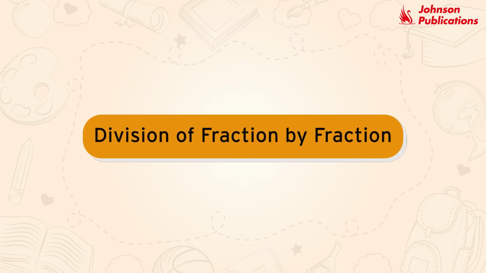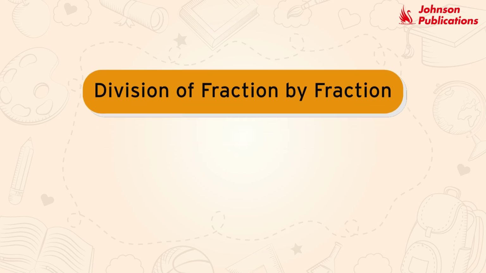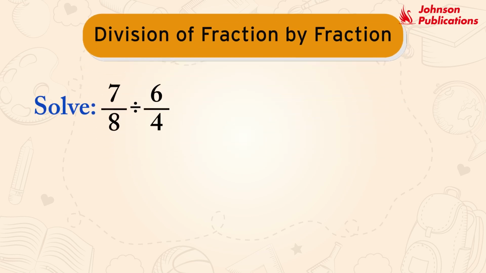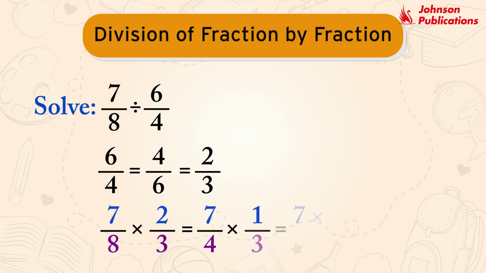Division of a fraction by a fraction. Solve this problem. Step 1. Find the reciprocal of the divisor. 6 by 4 becomes 4 by 6. The divisor can be reduced to the lowest form. So, 4 by 6 is equal to 2 by 3. Step 2. Multiply the fraction with the reciprocal. So, the answer is 7 by 12.